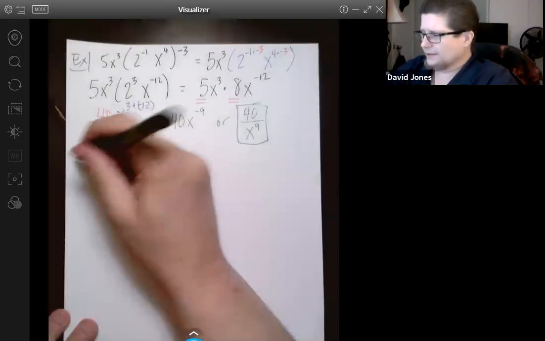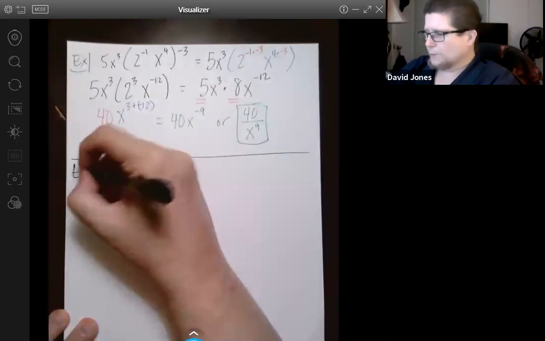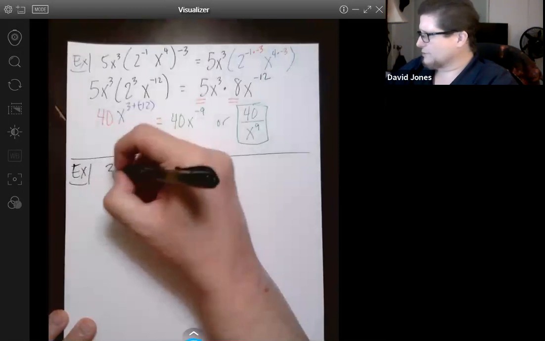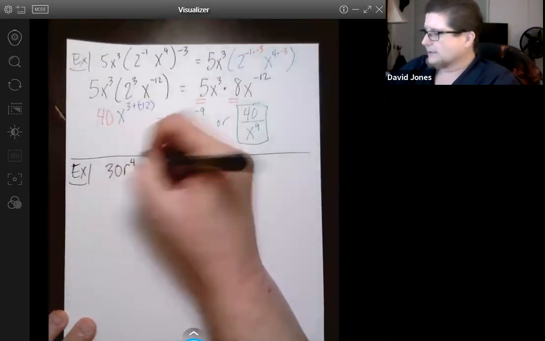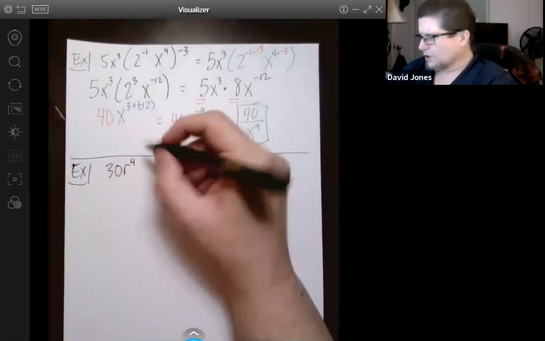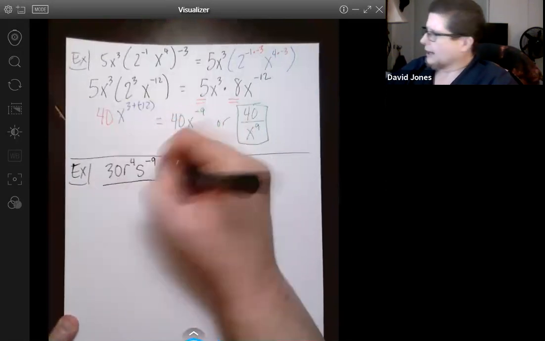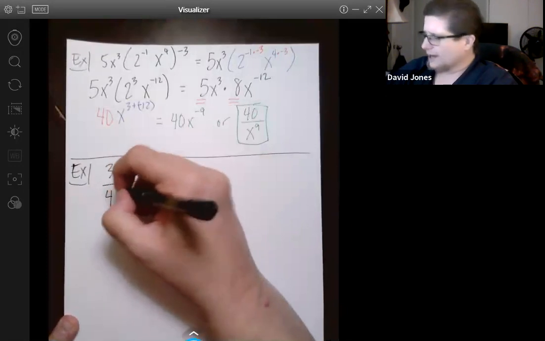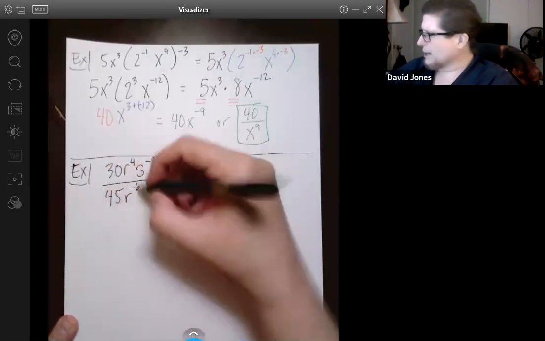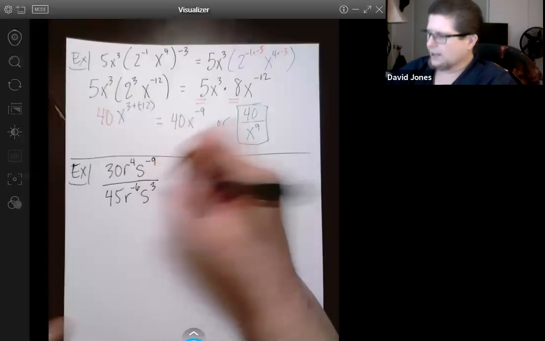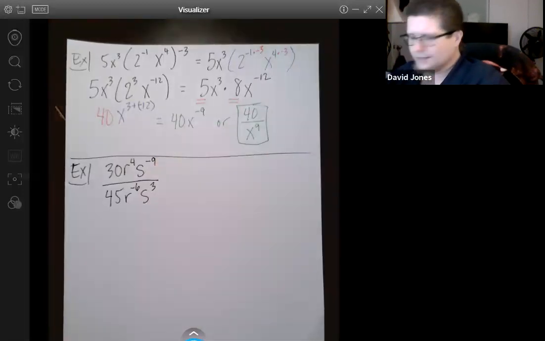Okay. Let me give you another. I hope you're practicing these, pausing the videos and practicing them. Let's do 30 times r to the 4th power times s to the negative 9th power. And we'll divide all of that by 45 r to the negative 6th power s cubed. And simplify and rewrite without negative exponents.